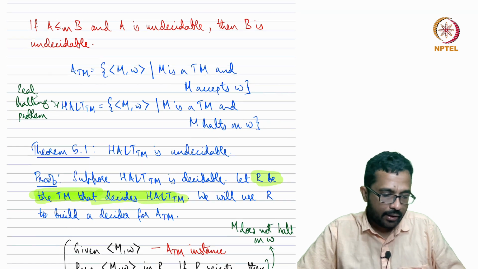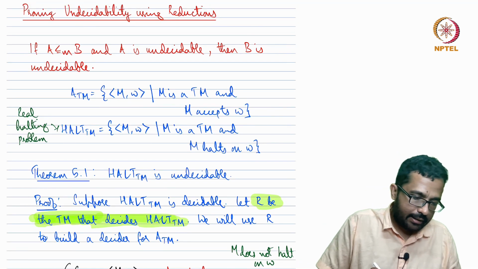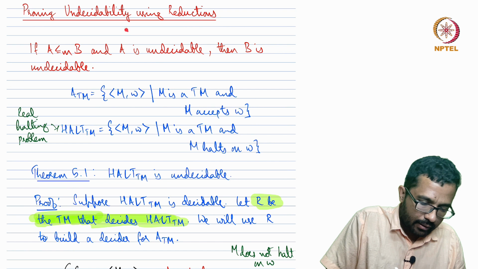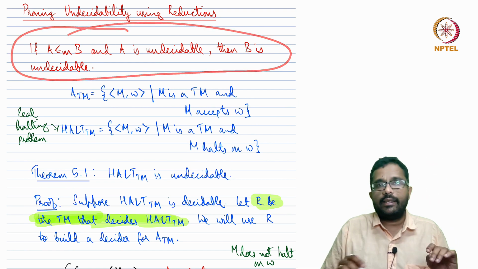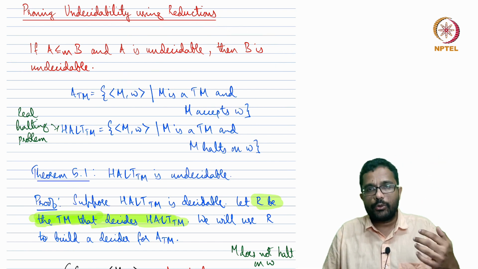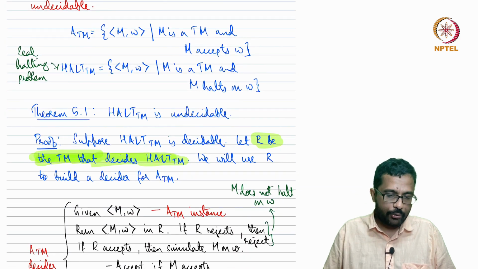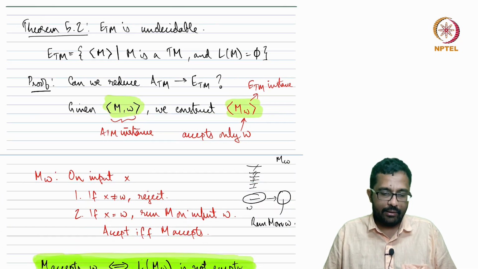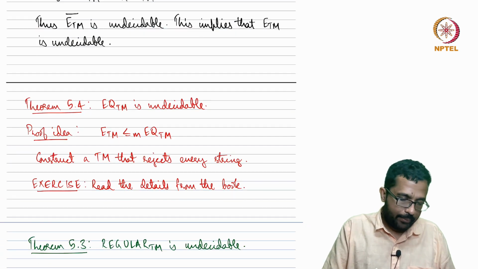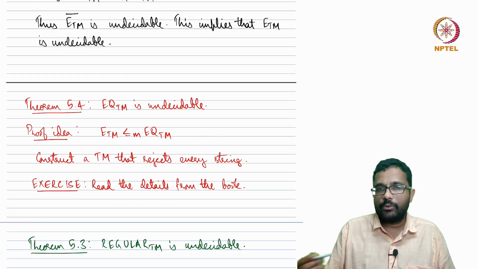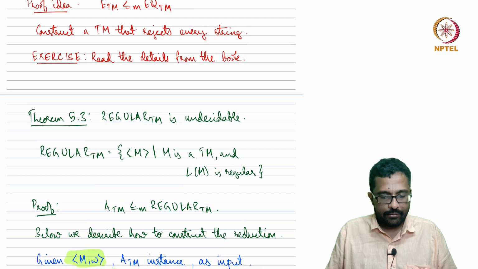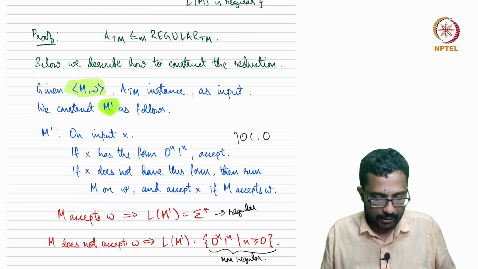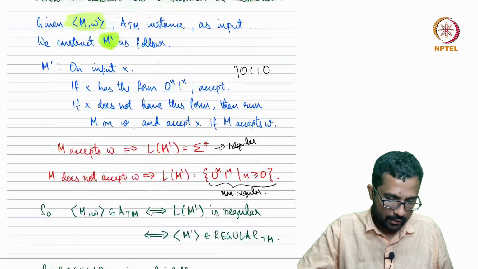and that's it for me in lecture number 40. We just use the statement that if A reduces to B and A is undecidable, then B is undecidable. We first showed HALT-TM is undecidable, then we showed ETM is undecidable, then I briefly discussed EQTM and asked you to read the proof, and finally we saw regular TM is undecidable, right?